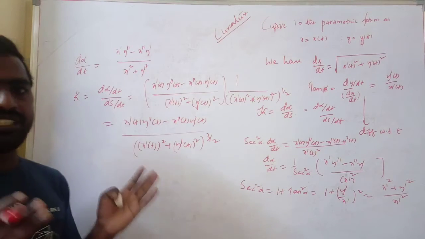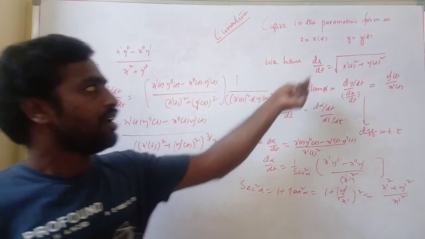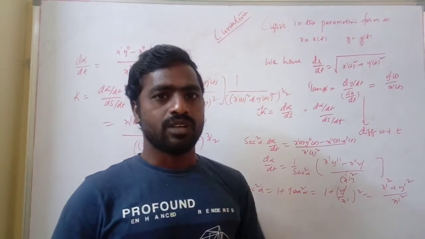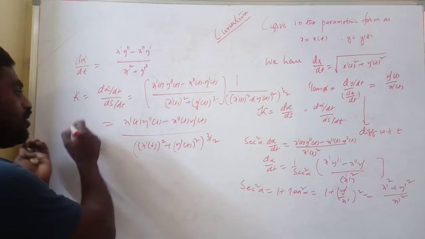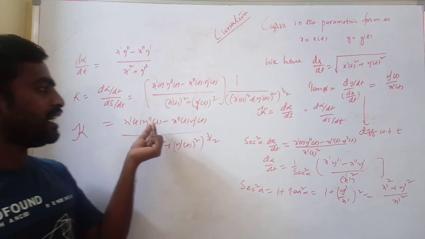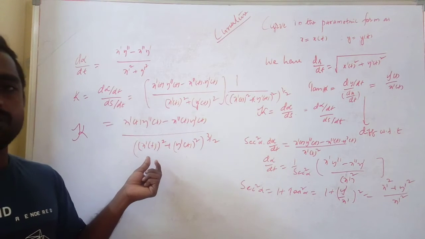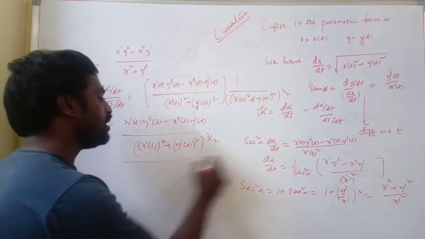This is the formula for the curvature if the curve is in parametric form, where x is a function of t and y is a function of t. In this case, we can use the formula: curvature k is equal to x dash y second derivative minus x second derivative y derivative, by x derivative square plus y derivative square whole to the power of 3 by 2.